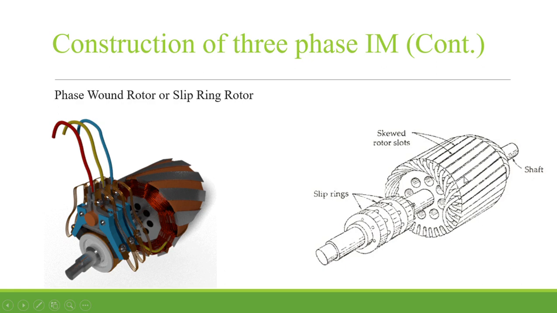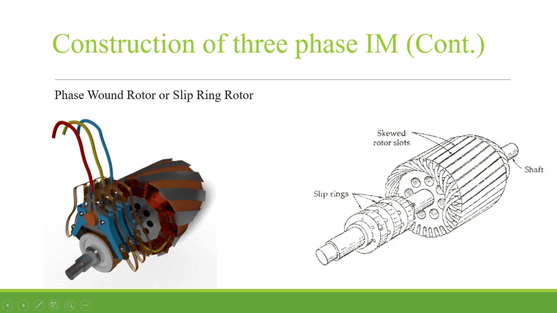Here also slots are there and the rotor winding is placed in these slots, and these rotor slots are skewed. For the same purposes, the rotor slots are not made straight. They are made slightly tilted, skewed in nature. So this is a three-phase slip ring induction motor. It consists of three slip rings because of the three phases, and it is connected to the shaft.